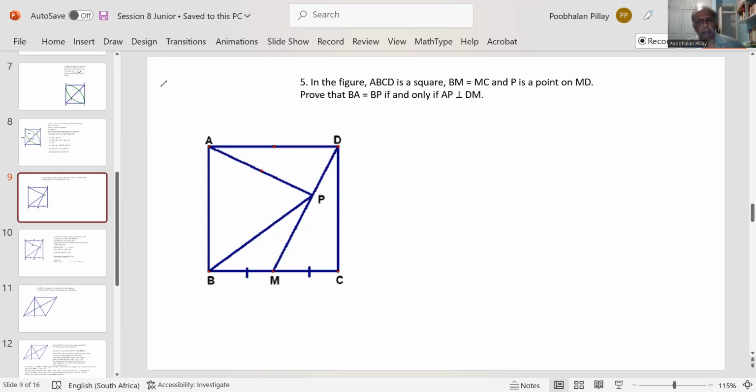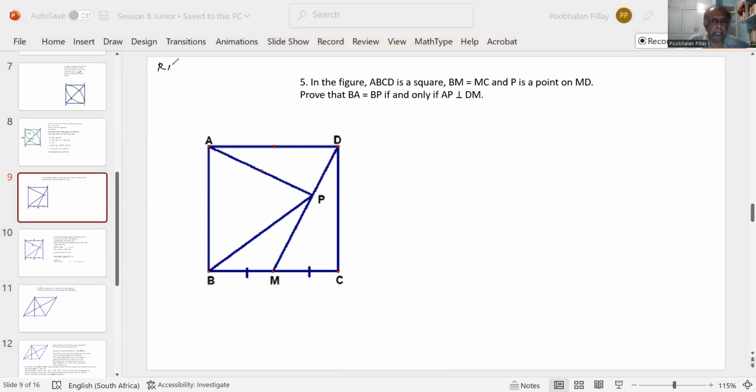Right, I just want to unpack that. So let's see what we are required to prove. RTP is a shortened notation for required to prove. You want to prove that given BA equals BP, if BA equals BP, you want to conclude that AP is perpendicular to DM.